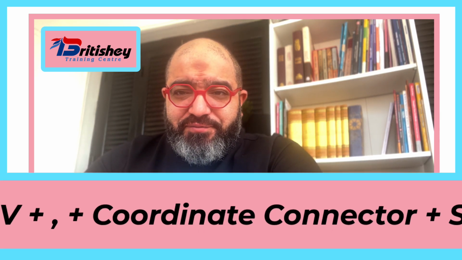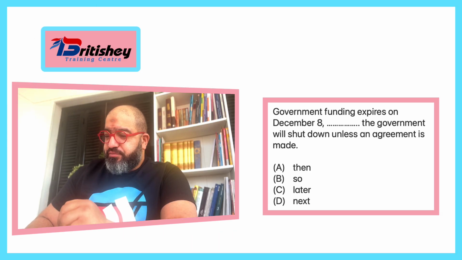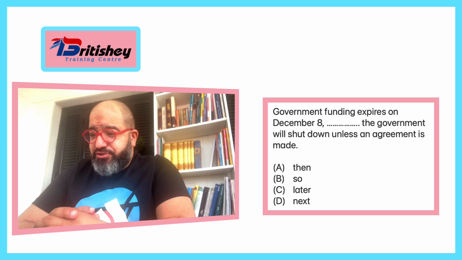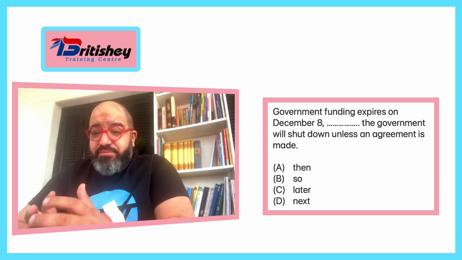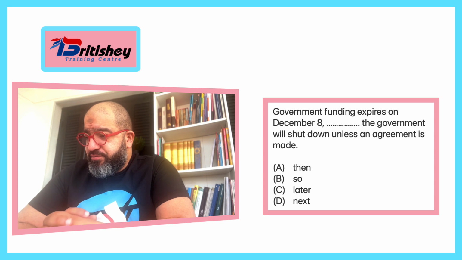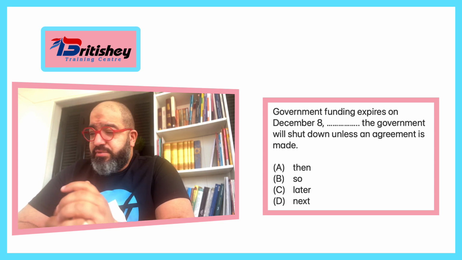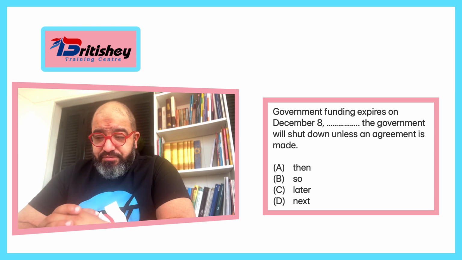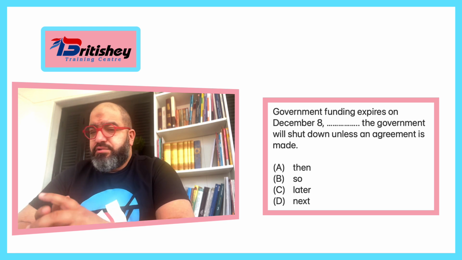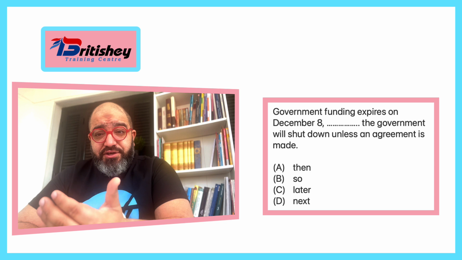Let's check together. And we've got here an MCQ, a multiple choice question, and it says, government funding expires on December the 8th, the government will shut down unless an agreement is made. And then we have 4 options: then, so, later, and next.